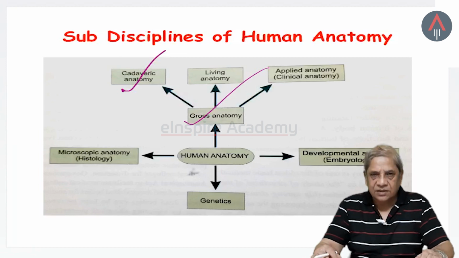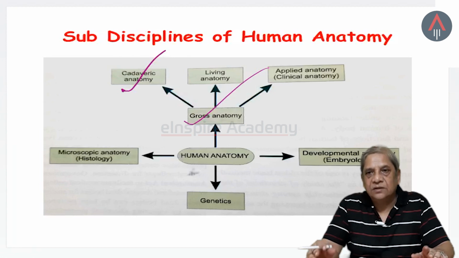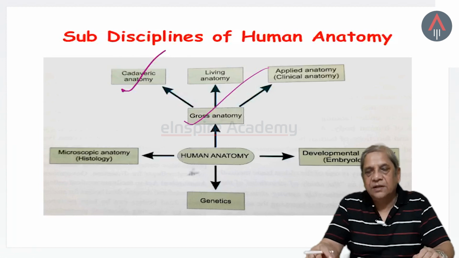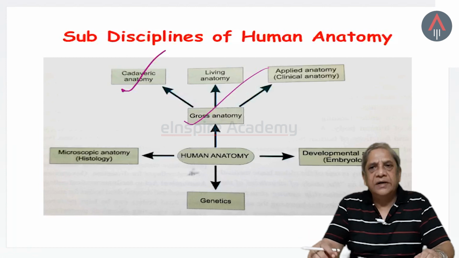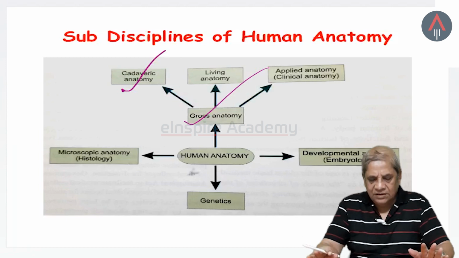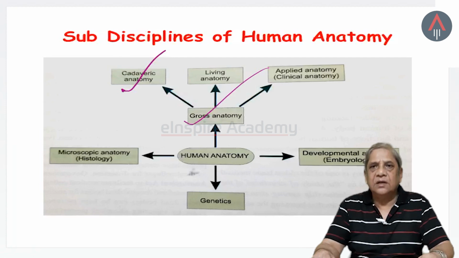Then this gross anatomy, which you can learn with the naked eye, will ultimately lead to the applied anatomy. And what is applied anatomy or clinical anatomy? This is the branch by which you will learn how to use your knowledge of the anatomy, whatsoever you have learned, on your patient, which you will utilize afterwards in the second year of the MBBS course, right? So this is called applied anatomy. So these are the three subdisciplines or the three branches which come under the gross anatomy.